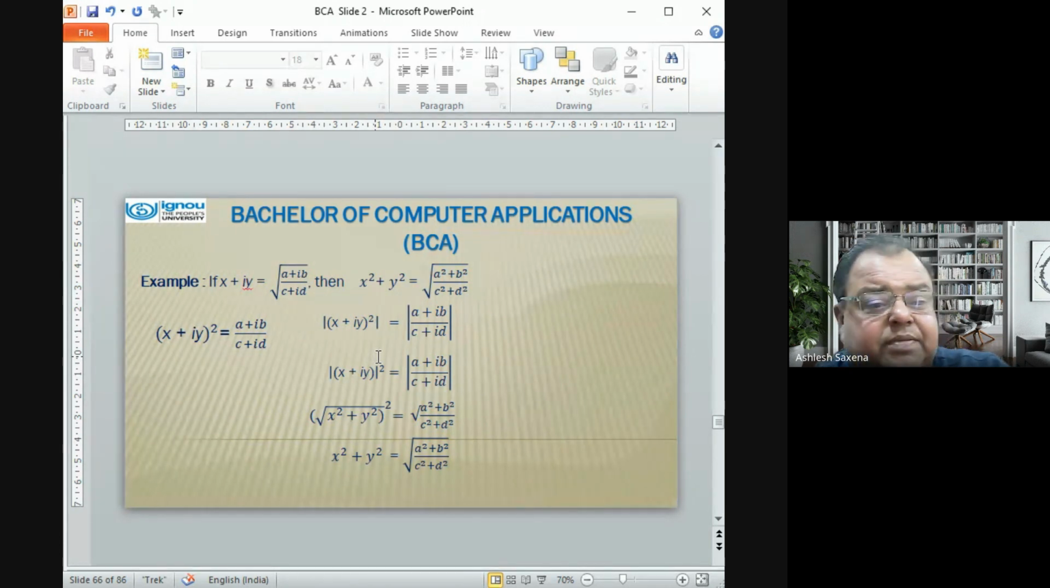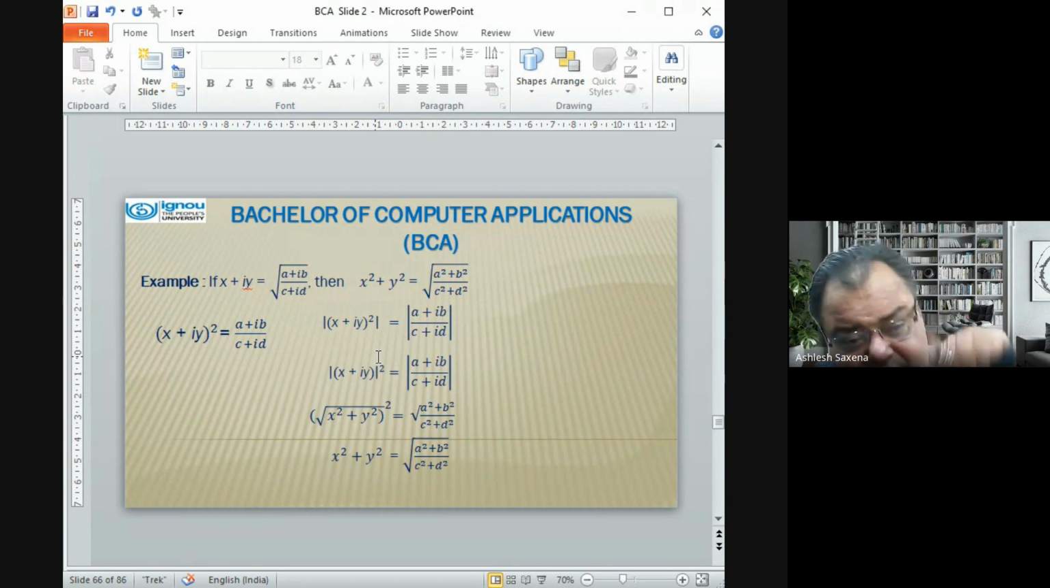Now the thing is that you can straight away take the mod value. It will become under root x square plus y square whole square equal to under root a square plus b square upon c square plus d square. With the square, the under root on the right hand side will get cancelled. You will be left with under root x square plus y square whole square equal to under root a square plus b square upon c square plus d square. This is what was asked.